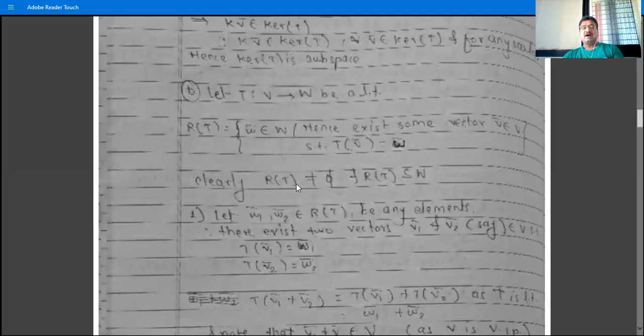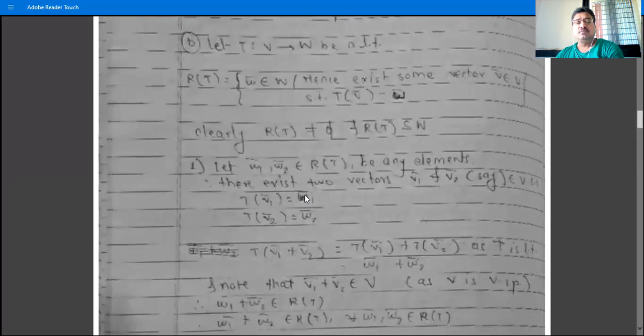Clearly, R(T) is not equal to phi, and R(T) is a subset of W. Why is R(T) not equal to phi? Because 0 bar belongs to R(T), because T of 0 bar is 0 bar. So 0 bar has a pre-image, and so the 0 bar of W belongs to R(T). So write directly that clearly the set is not equal to phi, and the set is a subset of W.